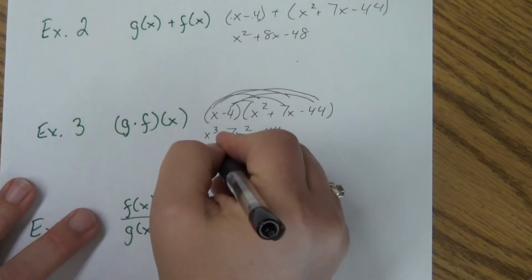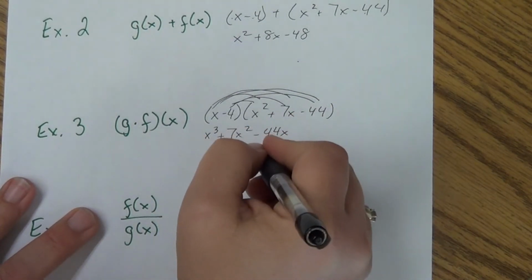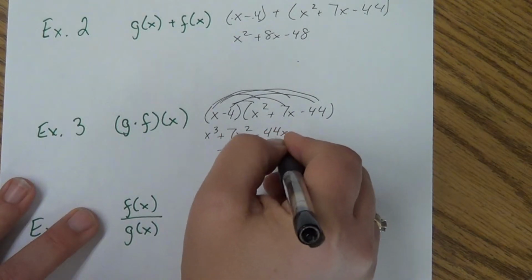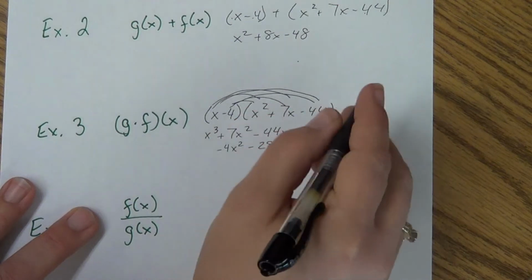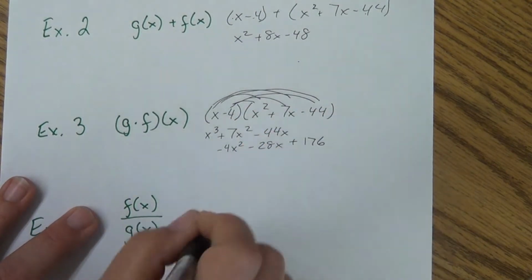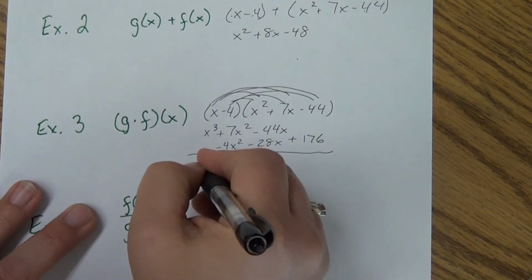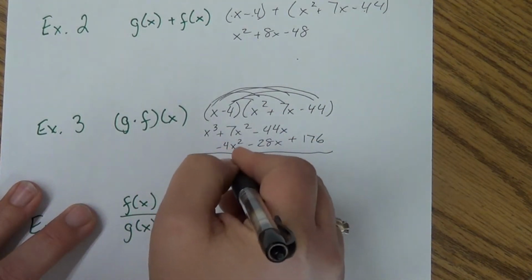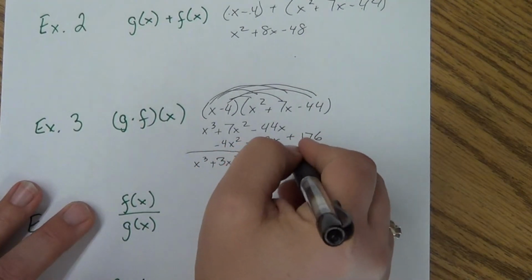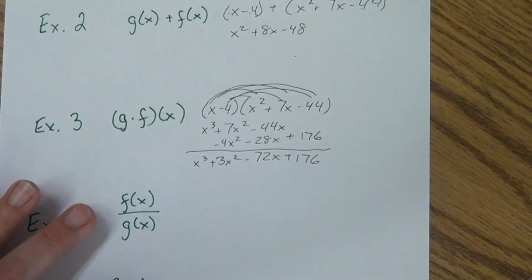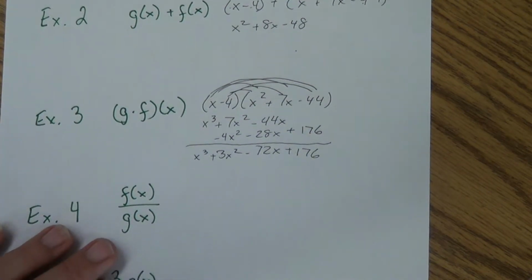And I like to put my like terms underneath rather than extending it out the end, just because it makes it easier to find like terms in my next step. And that would be, oh dear, 160, 176. All right. So then I just combine my like terms, and then I'm finished. So that's x cubed plus 3x squared minus 72x plus 176. That's all there is to multiplication. Again, same thing we did at the beginning of the year.